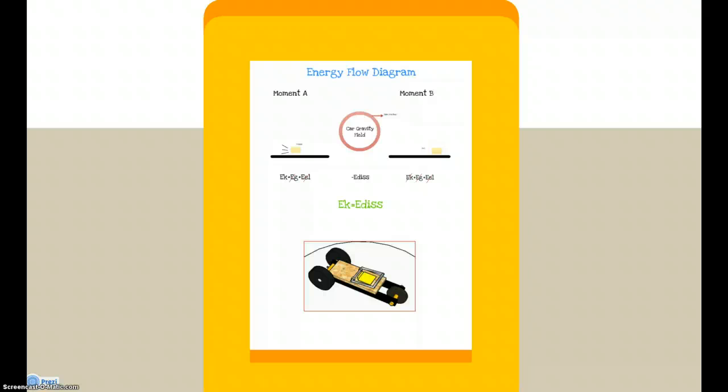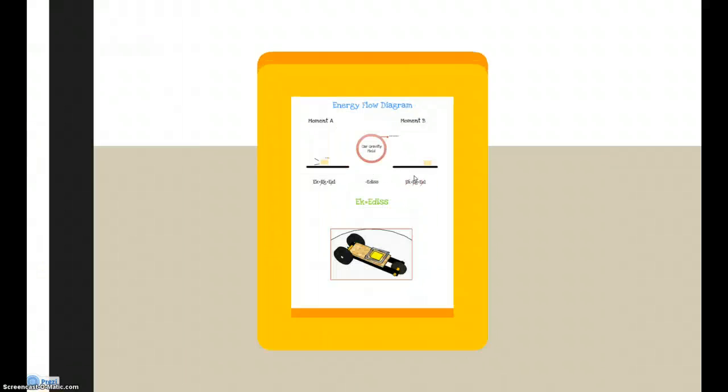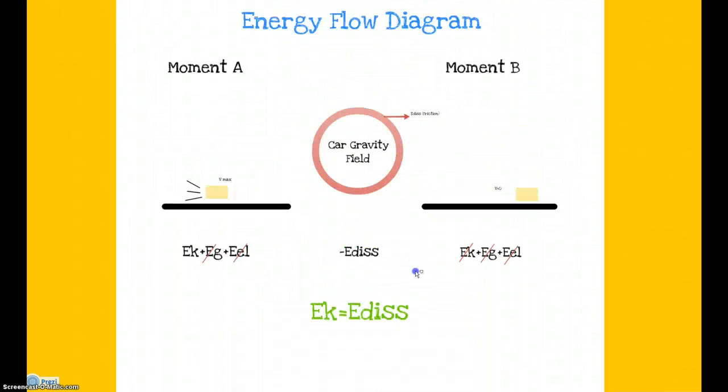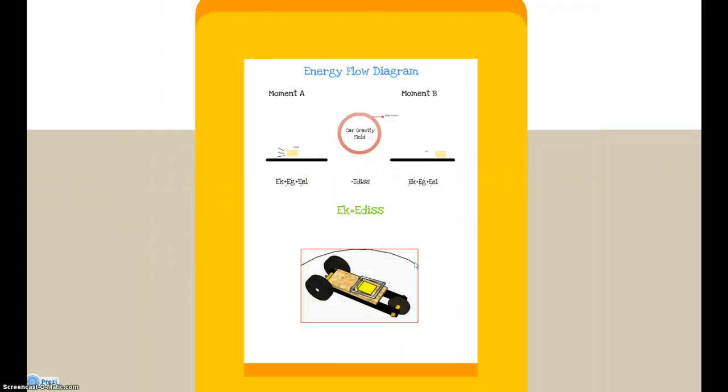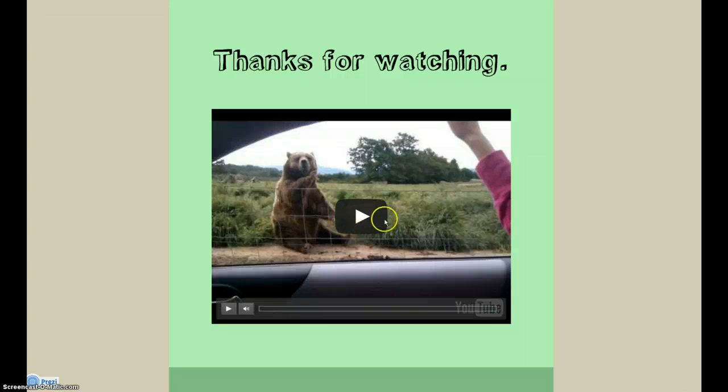I didn't really know how to find EK and EDIS from this, because usually when we have a test, you give us a situation and we know more information, but I wasn't really sure how to find some of that. I believe that's EDIS from friction. So that's the energy flow diagram. I did moment A, which was the velocity equals max, and then moment B was when it stops. I didn't really know what ones to use.